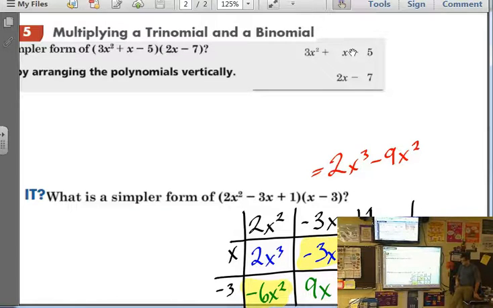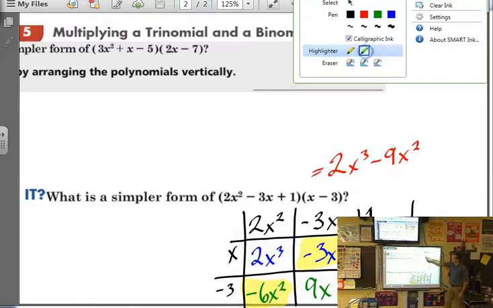I forgot a 2x squared. Where? Oh, never mind, just kidding. That's 2x cubed. Twos and threes are very alike. Yeah, I've written so many twos in trigonometry.